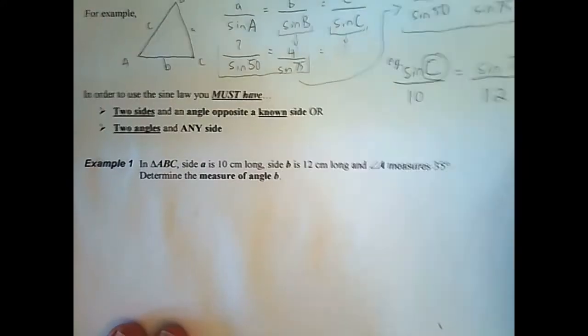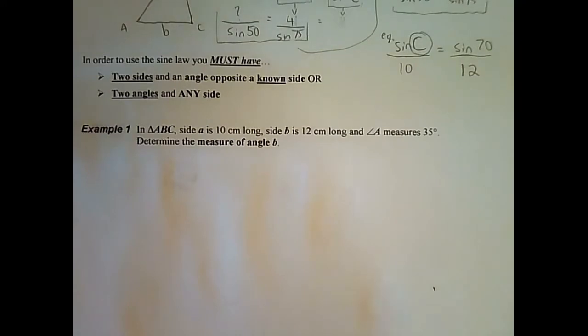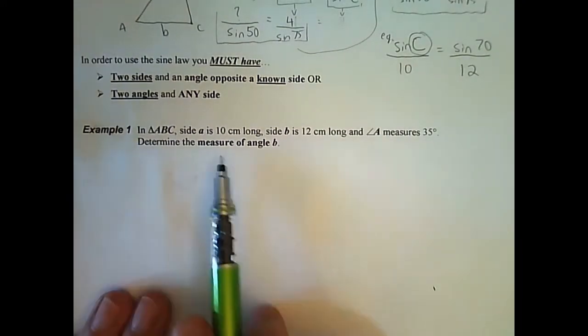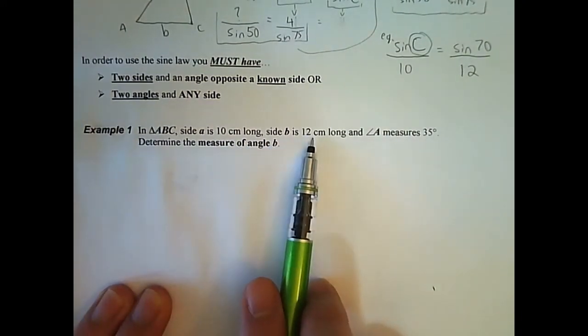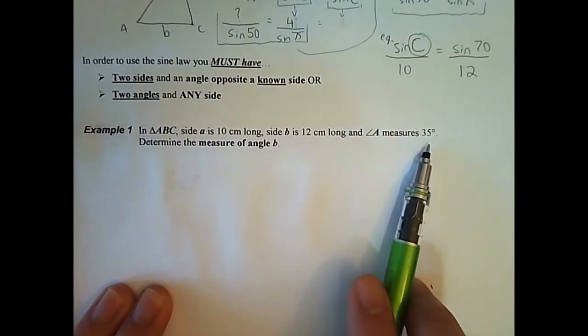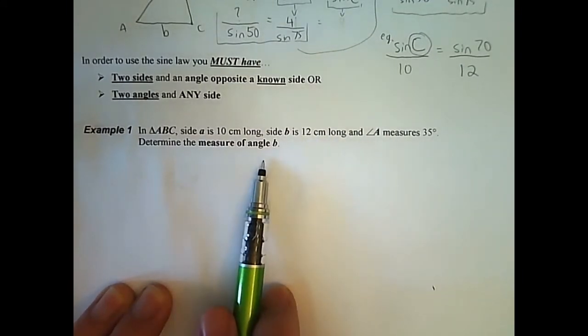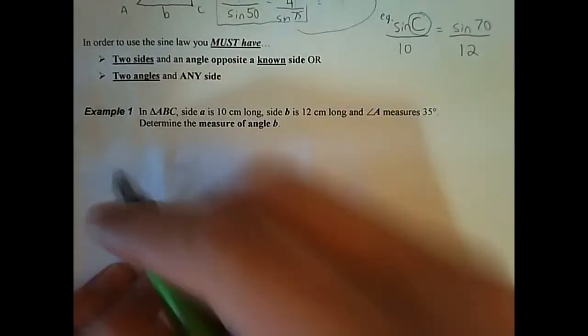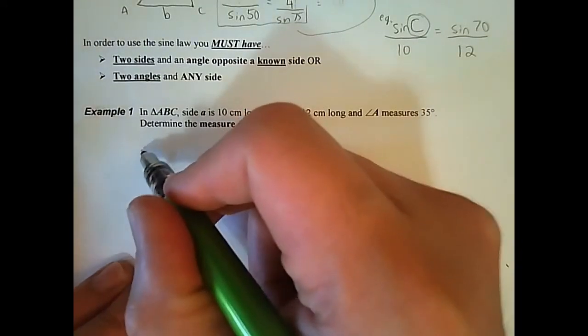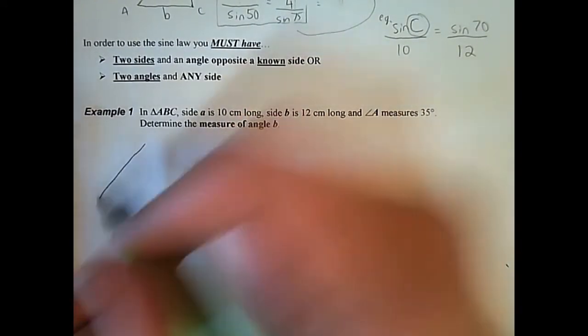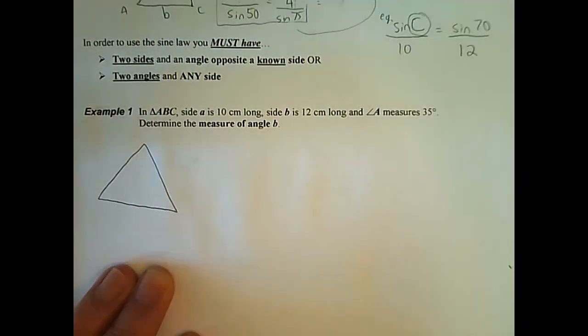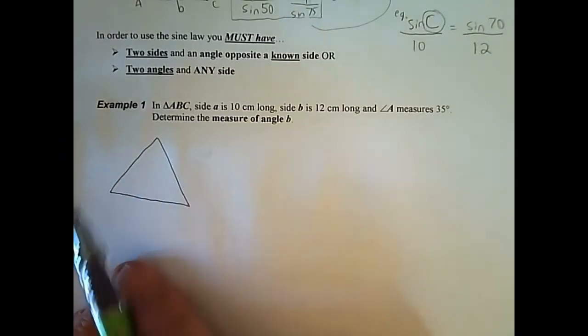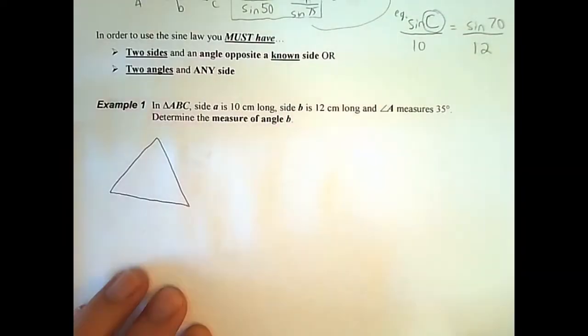It says, for example 1, in triangle ABC, side A is 10 centimeters long, side B is 12 centimeters long, and angle A measures 35 degrees. Determine the measure of angle B. Always, always, always, we should draw a diagram. And if you're like, I can't draw a diagram, just have to draw a triangle. If you're like, I can't draw a triangle, you just have to draw 3 lines. Don't even use a ruler, it's fine. Make it larger so you can read the numbers easier. Don't make it really cramped so it's hard to read.